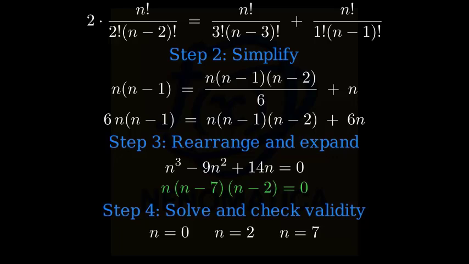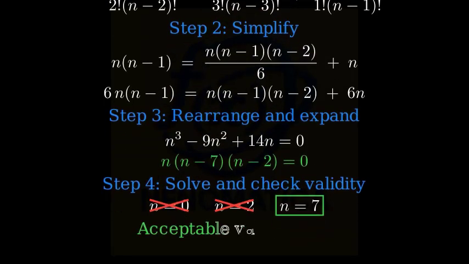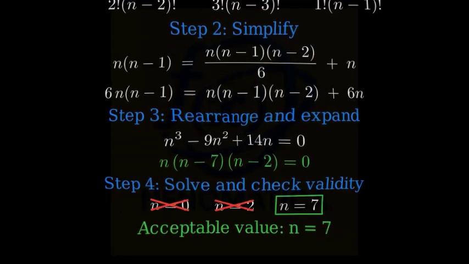But in the original binomial problem, we need the second, third, and fourth coefficients to exist and be non-zero, which requires n at least 3. Therefore, n equals 0 and n equals 2 are invalid, and the acceptable value is n equals 7.